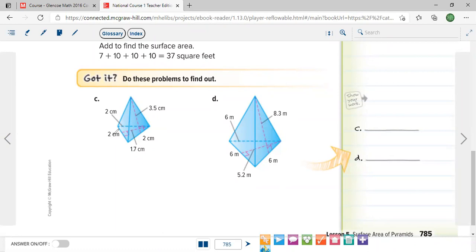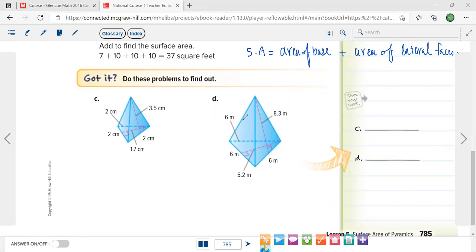Let's solve problem C. This is a triangular pyramid. It has a base shaped like a triangle and it has 3 lateral faces, but our rule stays the same. Surface area equals area of base plus area of lateral faces. Area of base plus area of lateral faces. So let's solve problem C.